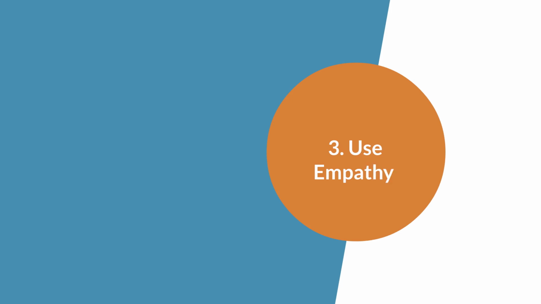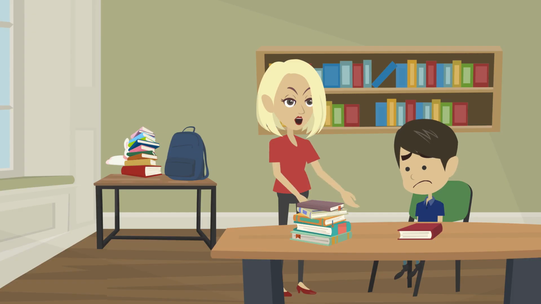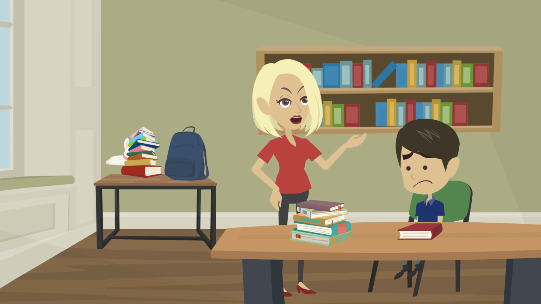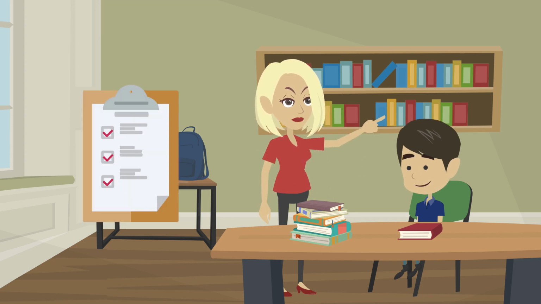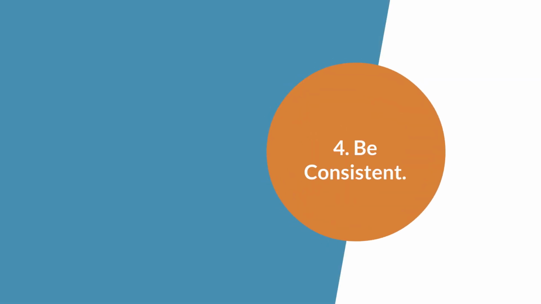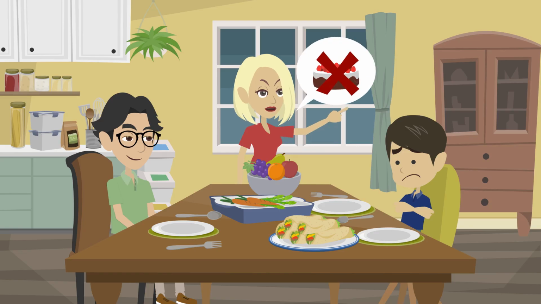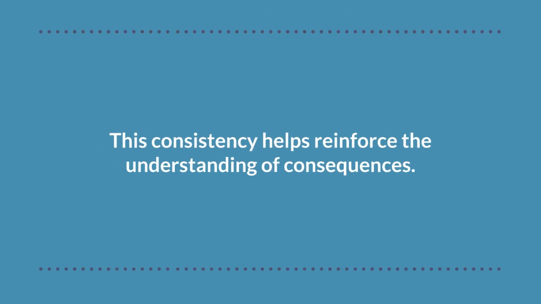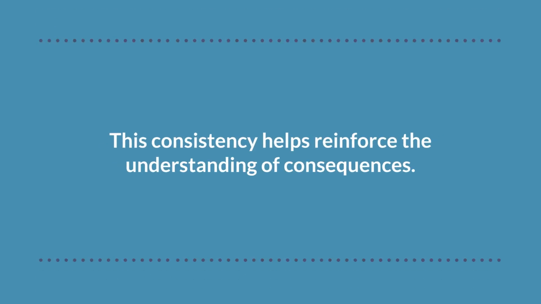3. Use empathy. Discuss the consequences in an empathetic manner. Show that you understand the child's feelings but emphasize the importance of following the rules. 4. Be consistent. Apply logical consequences each time the specific behavior occurs. This consistency helps reinforce the understanding of consequences.